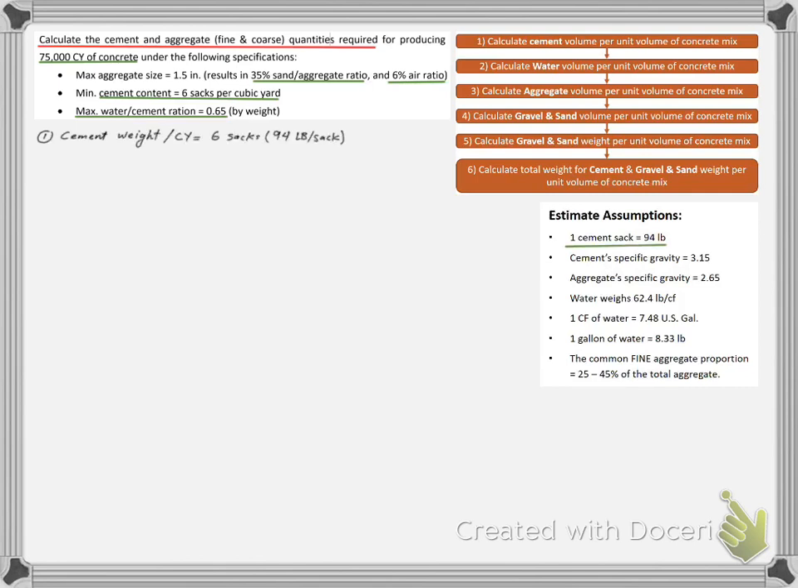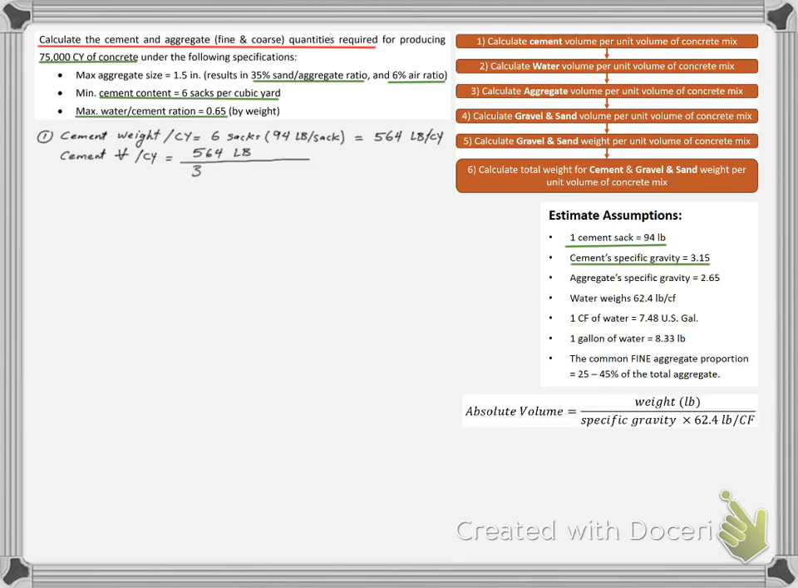The first step is to calculate the cement volume, which we will get by calculating its weight first. We can calculate the weight because we know how many sacks are in every cubic yard of concrete and the weight of every sack. So we will calculate the cement weight using the weight-volume relation as shown. We will need 2.87 cubic feet of cement for every 1 cubic yard of finished concrete.